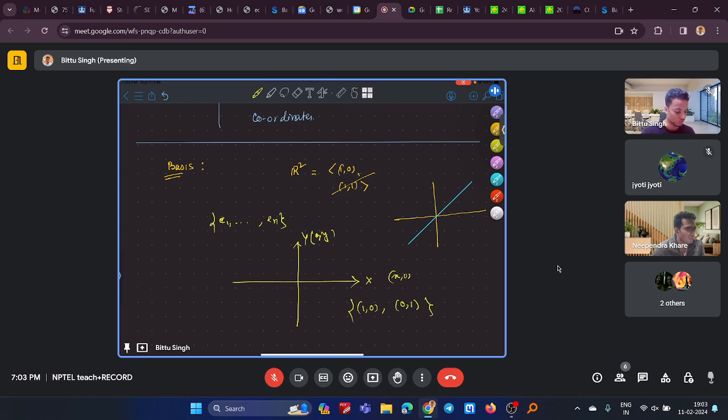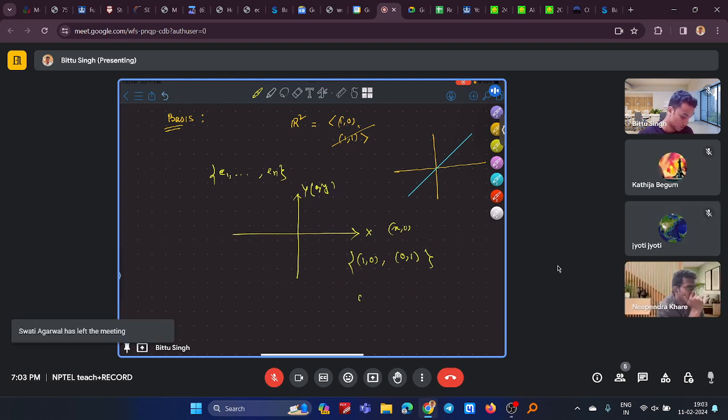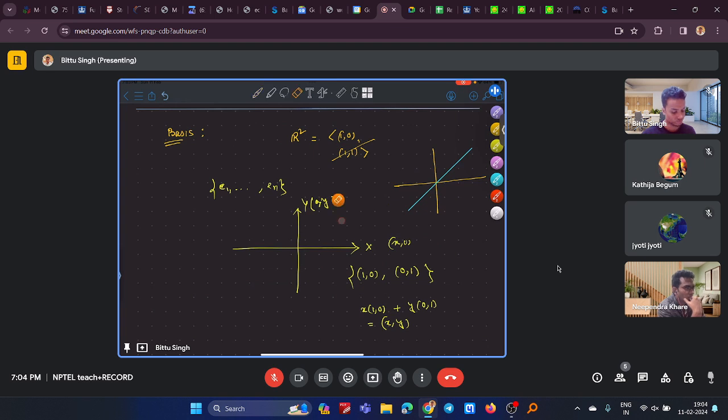But what can we do? We can take their linear combination. We can take x times (1, 0) and y times (0, 1). Now you can see this can be written as (x, y). That is, any point you choose, I can give the coefficients x and y such that the span of this set (1, 0) and (0, 1) will give that particular point.